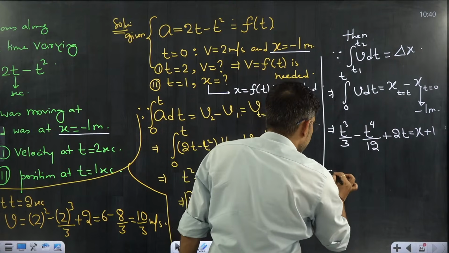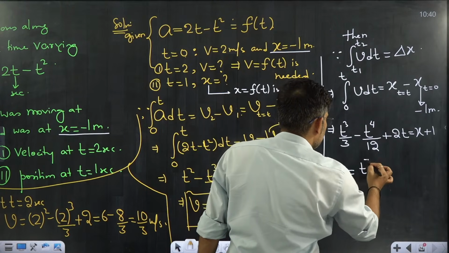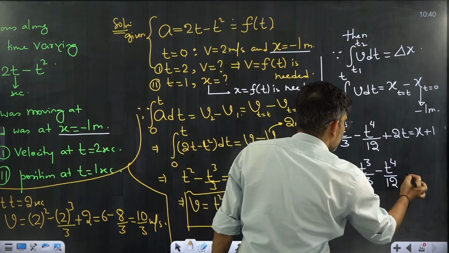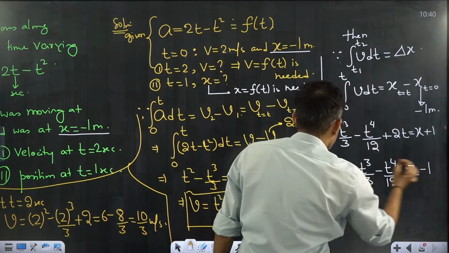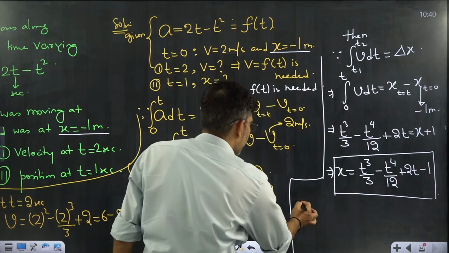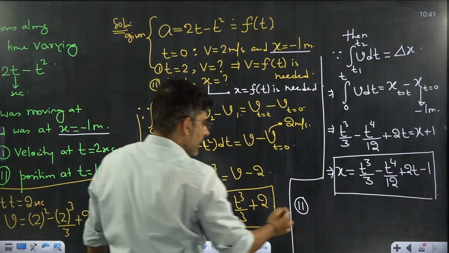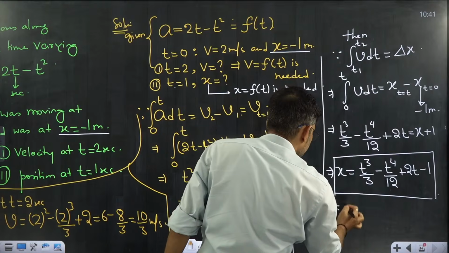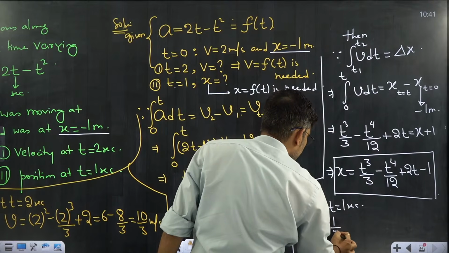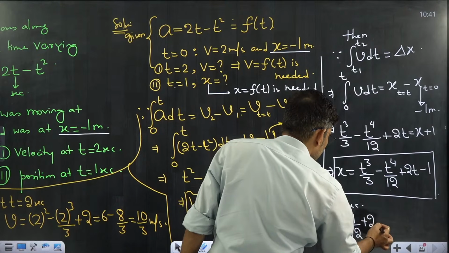So what is x as a function of time now? Take it on the other side. So we have t cube by 3 minus t to the power 4 by 12 plus 2t minus 1. This is x as a function of time. So second part, they are asking find the value of x when t was 1 second. So if I put t equals to 1 second, I get the position as 1 by 3 minus 1 by 12 plus 2 minus 1.